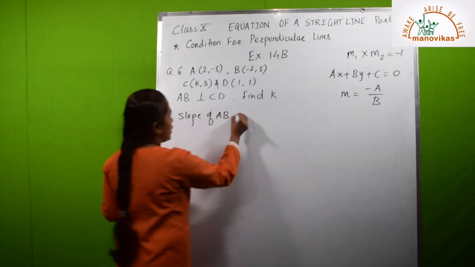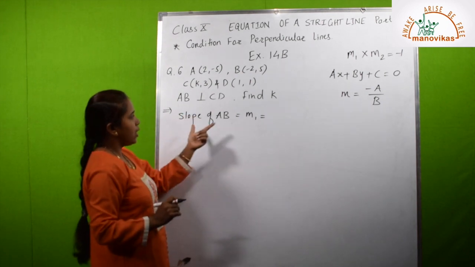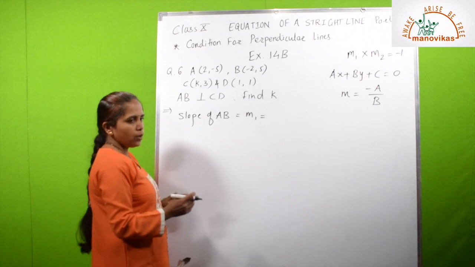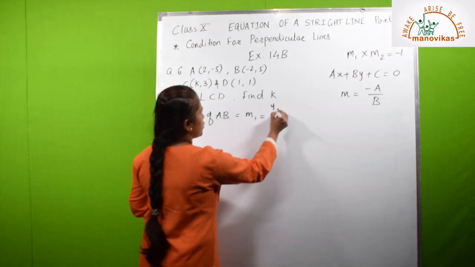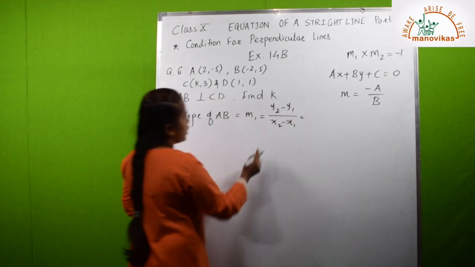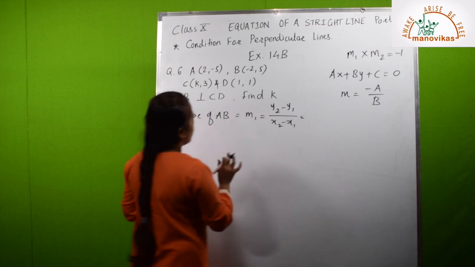Slope of AB, suppose it is m1. Now coordinates are given, so already you know how to find the slope value. For that, what is the formula? That is y2 minus y1 upon x2 minus x1. So using this for A and B point, what will be the slope value?